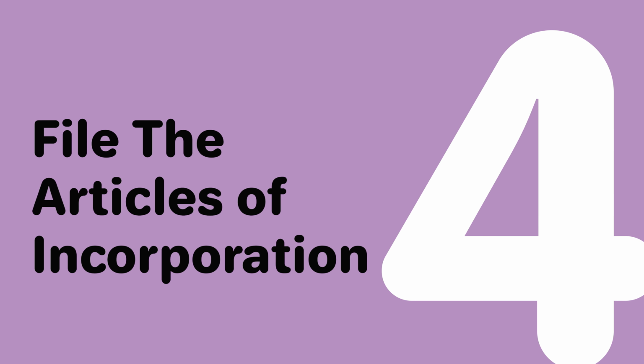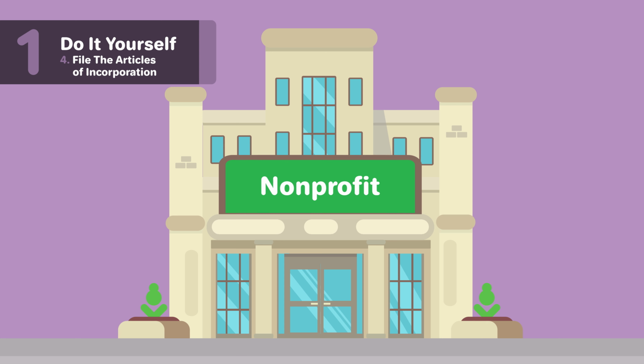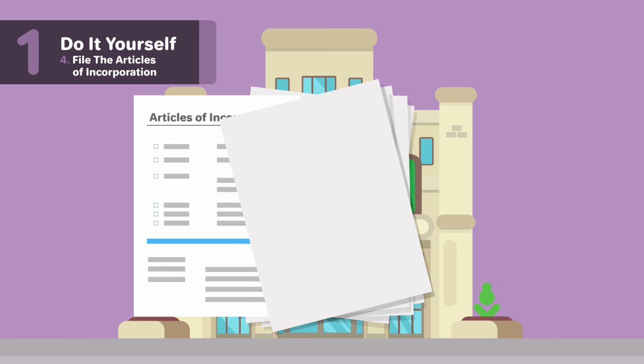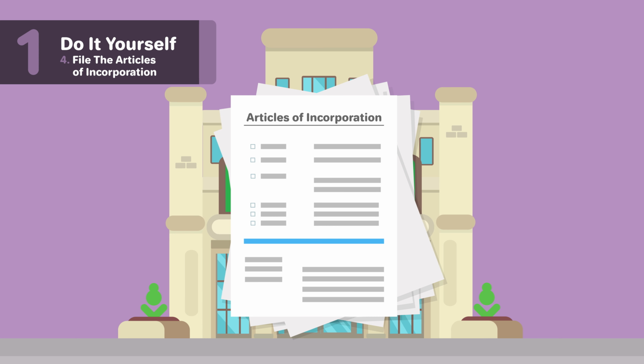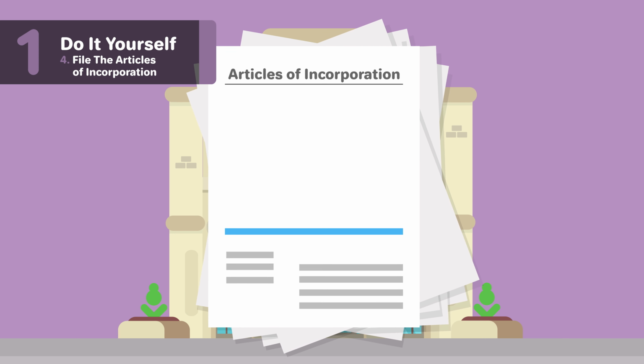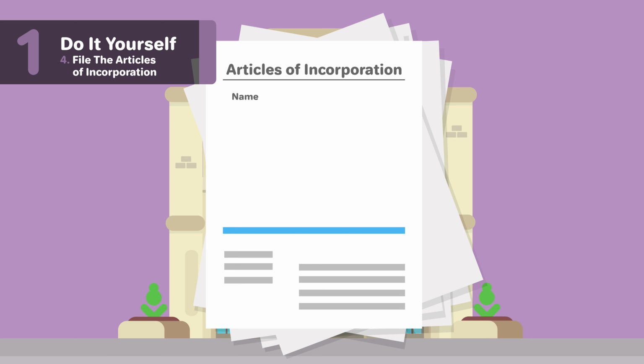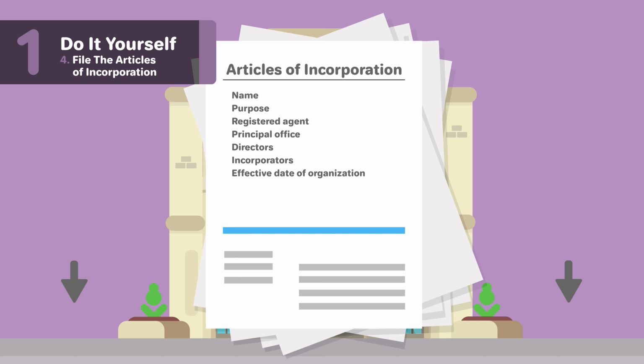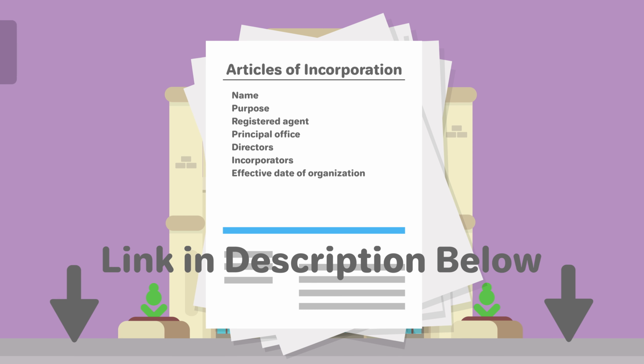4. File the Articles of Incorporation. To form a nonprofit corporation, you will need to file official papers with Kentucky. In Kentucky, this is called the Articles of Incorporation. Some possible information in the Articles of Incorporation you may have to include is name, purpose, registered agent, principal office, directors, incorporators, and effective date of organization. For more information on the sections of the Kentucky Articles of Incorporation, check out our page linked below.